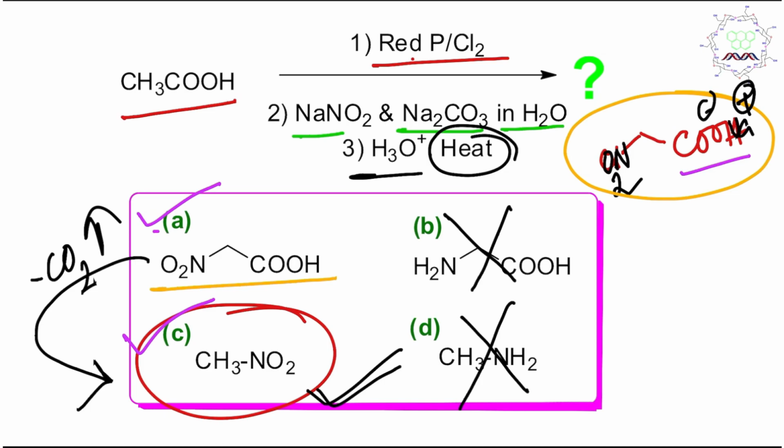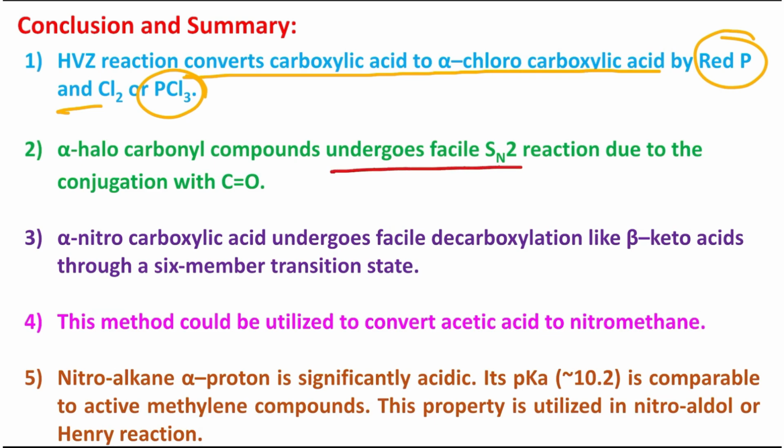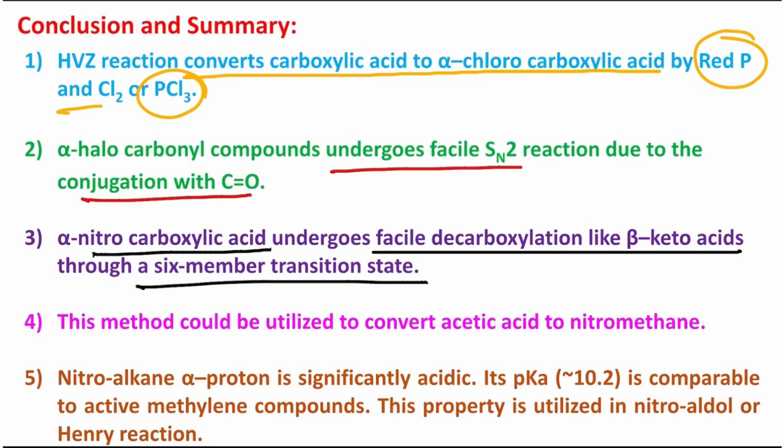But student, it's a pretty easy example, so I think this much amount of hard work may not be needed. Okay, so in conclusion, what you have learned today is that the HVZ reaction converts carboxylic acid to alpha halo carboxylic acid. Here actually we are using red phosphorus and chlorine, or even PCl3 can do this job very well. Now alpha halo carbonyl compound can undergo facile SN2 type reaction due to the conjugation with the carbonyl group, and alpha nitrocarboxylic acid undergoes facile decarboxylation like beta keto acid derivatives through a 6-member cyclic transition state. The mechanism I have shown. I have already made a dedicated lecture, you may visit for further understanding.